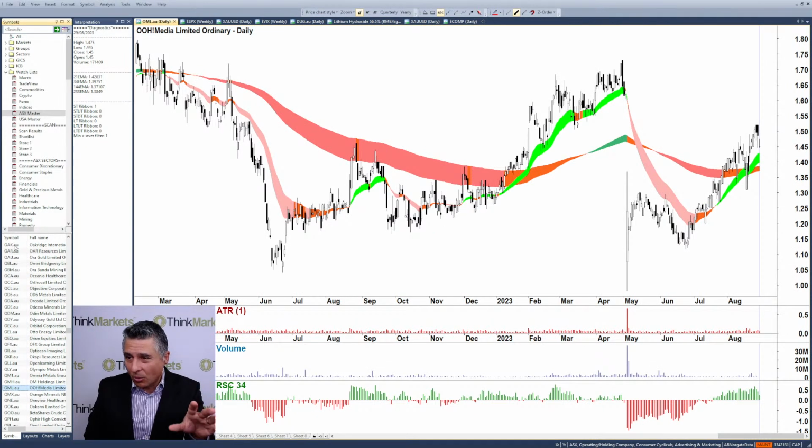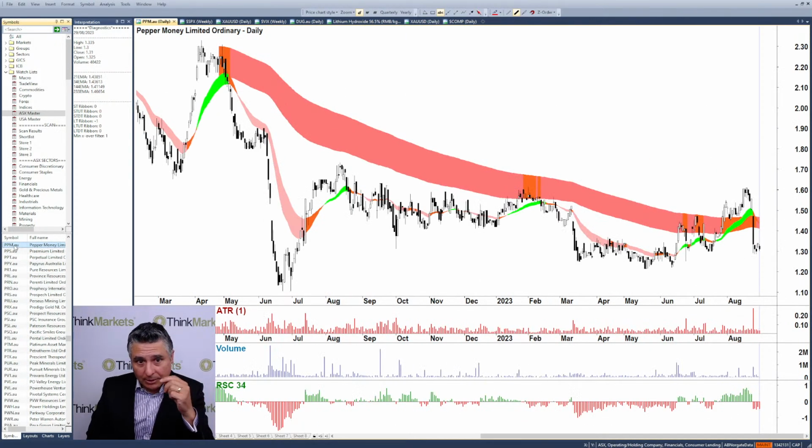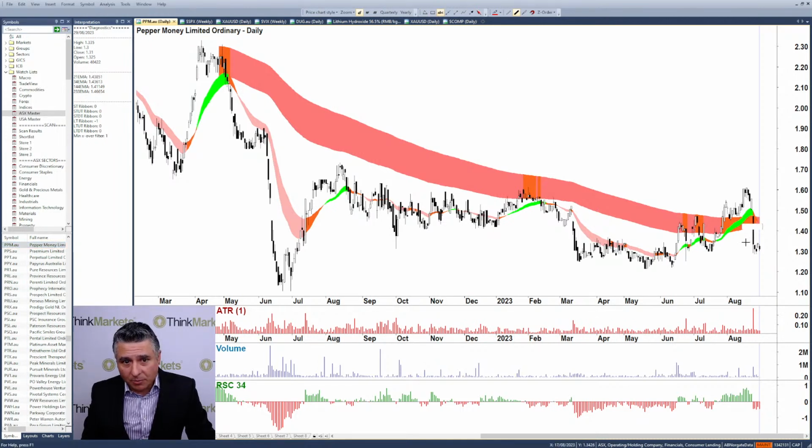OML looks okay, boring. I think I did succumb at one stage and put that in my shortlist, but only because it printed so many white candles in a row. I felt I had no choice. PPM, there you go. That one, earnings as well, went the wrong way. No, the species ending event here. So this is let's call it a species ending event on that one, C. So that's an out for me.